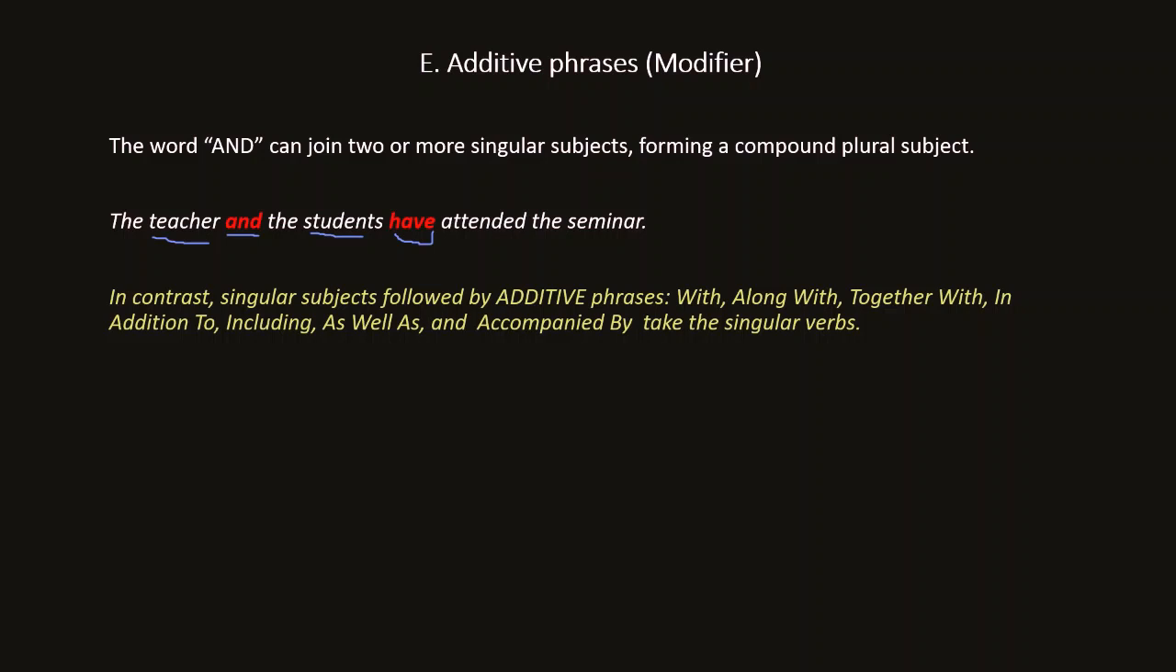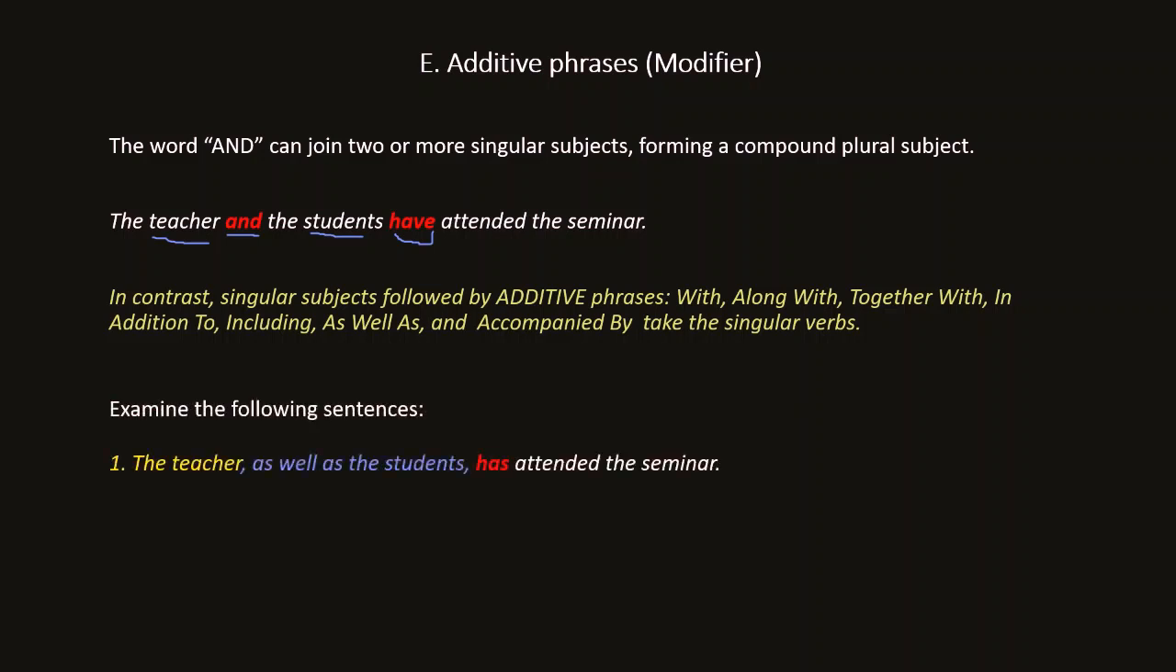Look at the examples. The teacher as well as the students has attended the seminar. In this example, as well as the students is an additive phrase, and the noun which is part of the additive phrase cannot be considered for the subject. The additive phrase functions as a modifier or a middleman. So after we eliminate or ignore the middleman, only the singular noun, the teacher, is left.